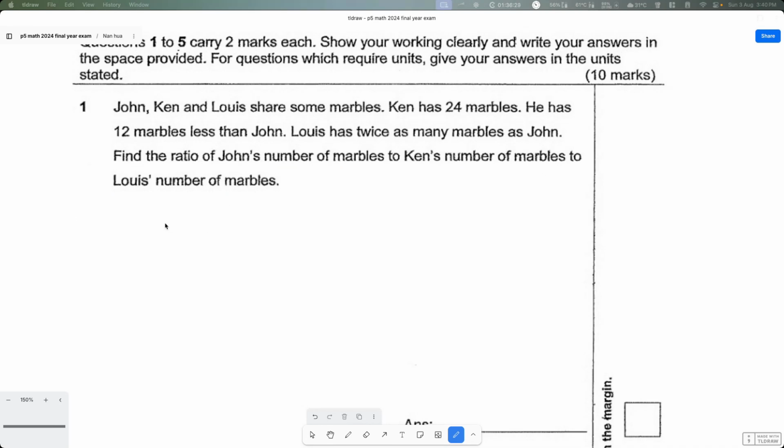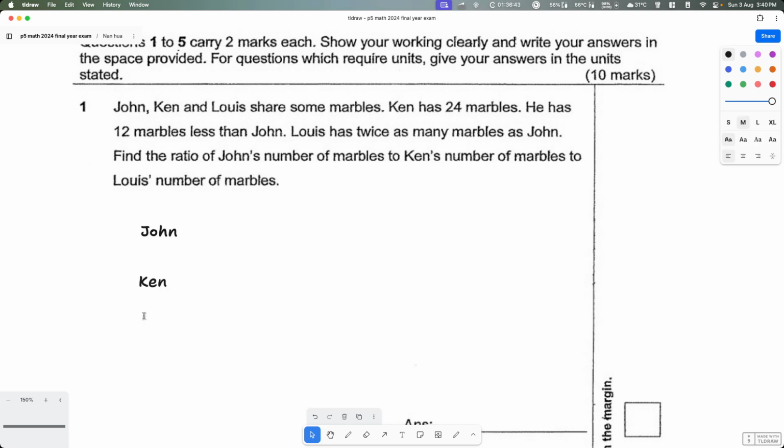Okay, so what we're going to do is draw some models. So we have John, and then we have Ken, and then we have Louis. Let's go through every statement step by step. First, we draw Ken, who has 24 marbles, so I'll just write 24. That's Ken.